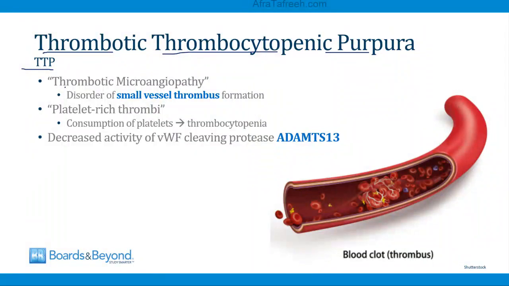TTP is an example of a thrombotic microangiopathy. These are disorders that involve small vessel thrombus formation. And in TTP, what's known as platelet-rich thrombi form in small blood vessels. These are blood clots that contain lots of platelets, so this consumes platelets in the circulation, leading to thrombocytopenia. And the cause of TTP is decreased activity of the von Willebrand factor cleaving protease called ADAMTS13.